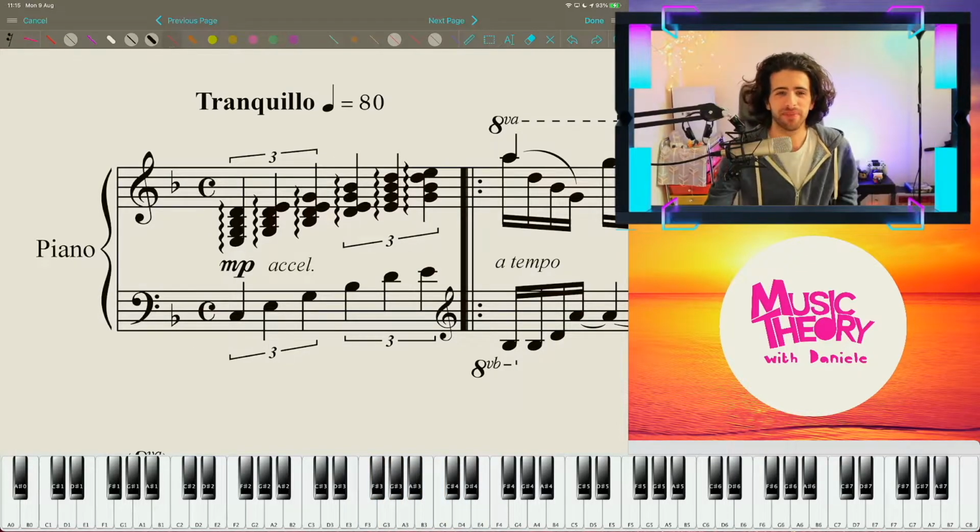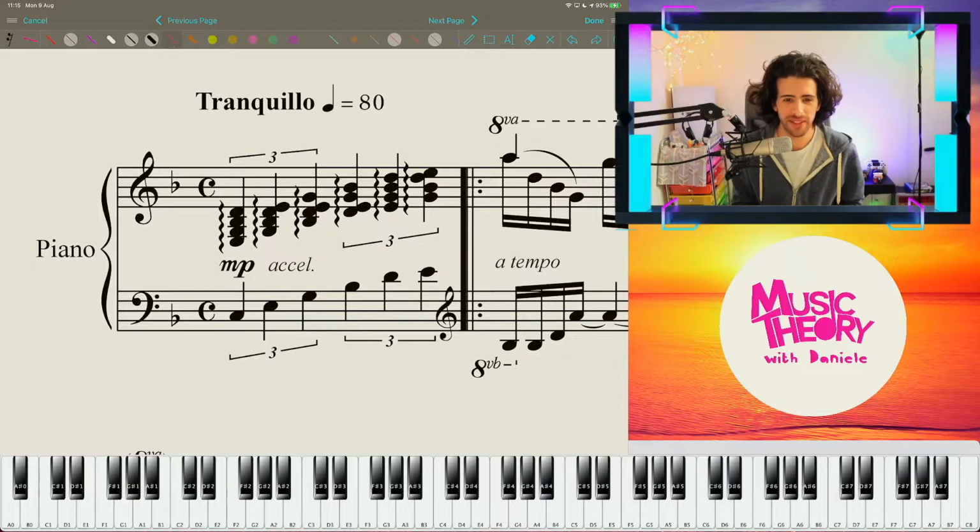Cool. So, that's our F major. 1, 2, 3, 4. 1, 2, 3, 4. That's the fingering. If you want to keep going, you tuck the thumb under on the F up the octave.